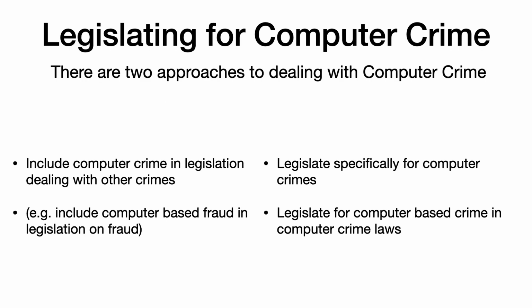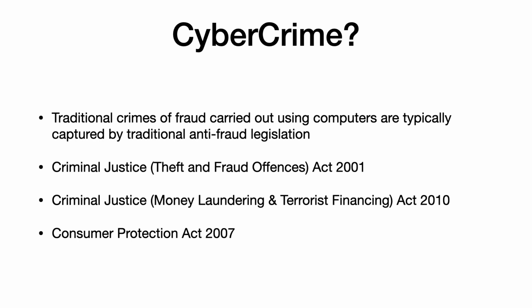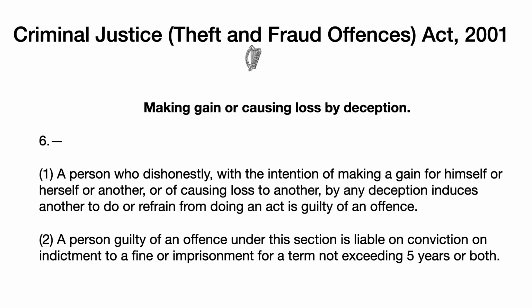There are two approaches then to thinking about cybercrime. You can legislate for cybercrime by considering traditional crimes that involve a computer to be just the same crime, or you can legislate specifically for computer crimes. Traditionally in Ireland, we've taken the former approach, but more recently, we've adopted cybercrime-specific legislation. So, for example, we have the Criminal Justice (Theft and Fraud Offences) Act from 2001. And this says it's an offence to make gain or cause loss by deception.